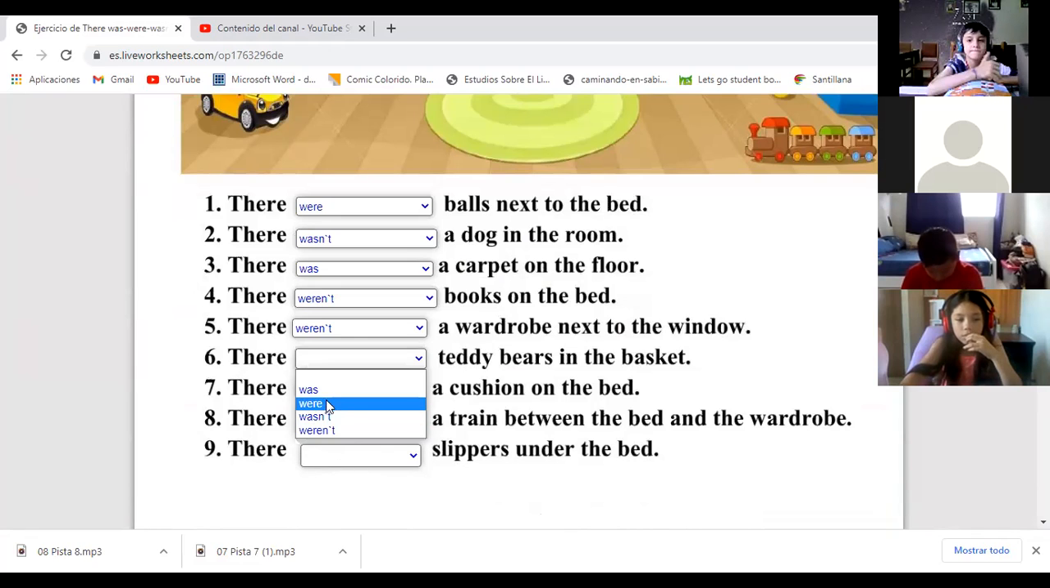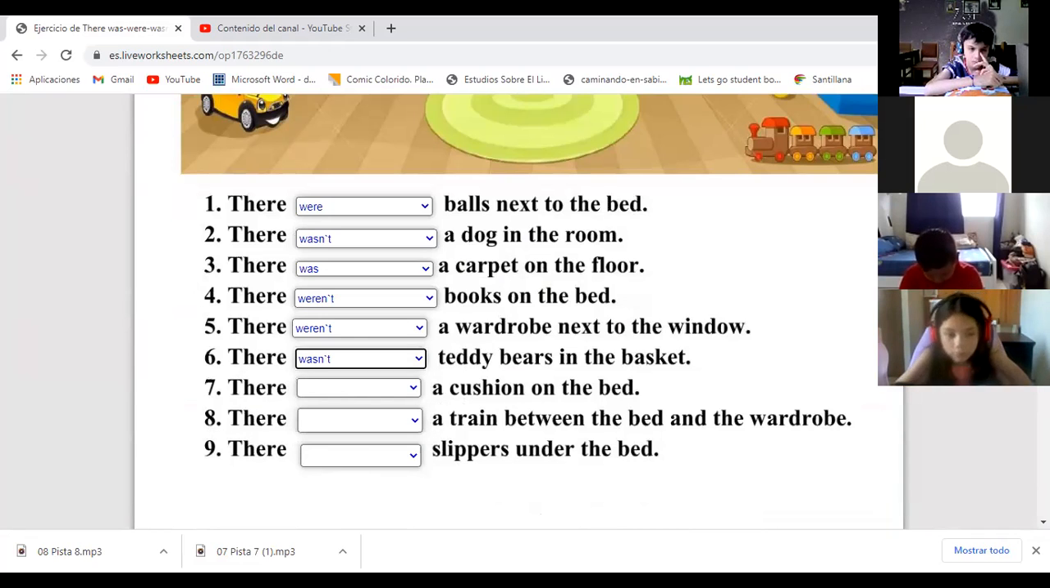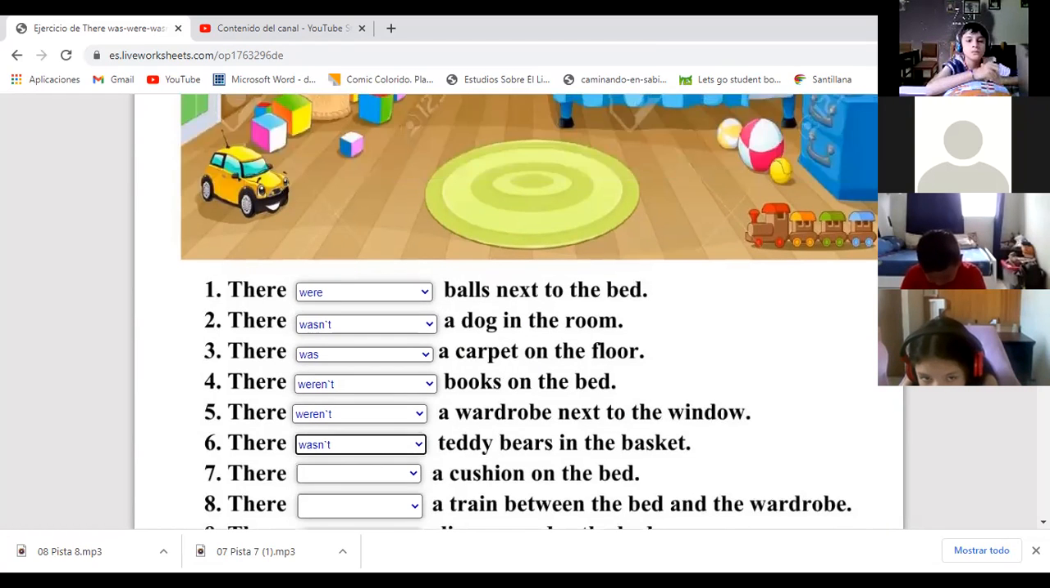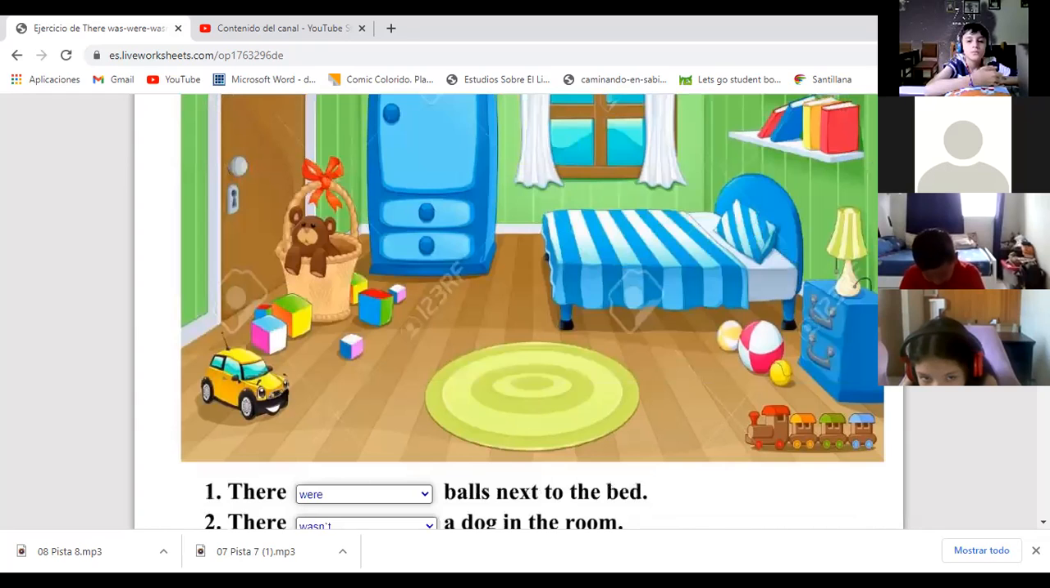Okay, Paulette, choose only one. Wasn't, okay. So let's see, number seven. There a cushion on the bed. A cushion is similar to a pillow, yeah? Cojín, yes?